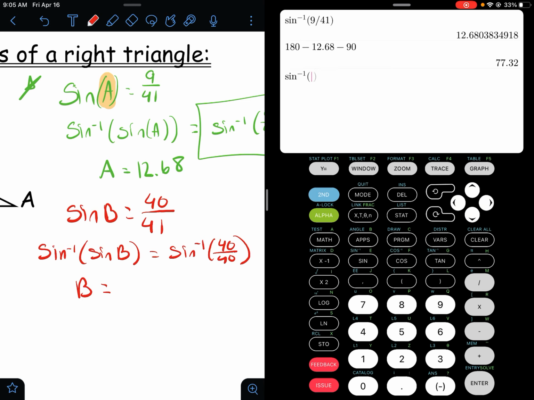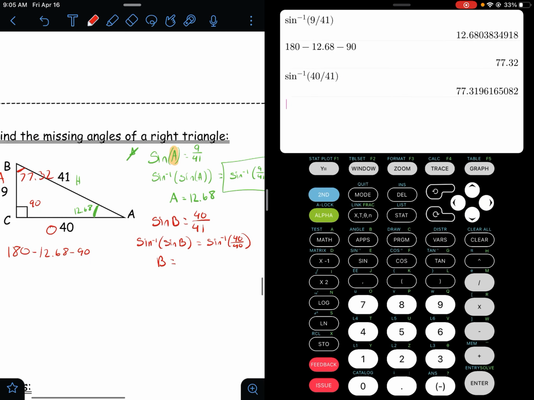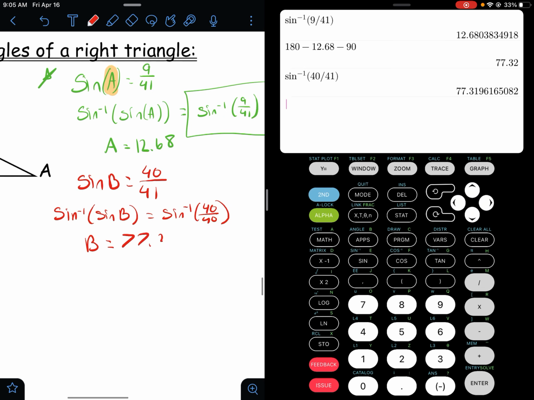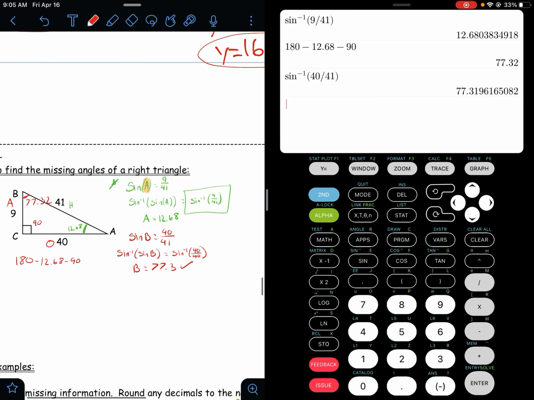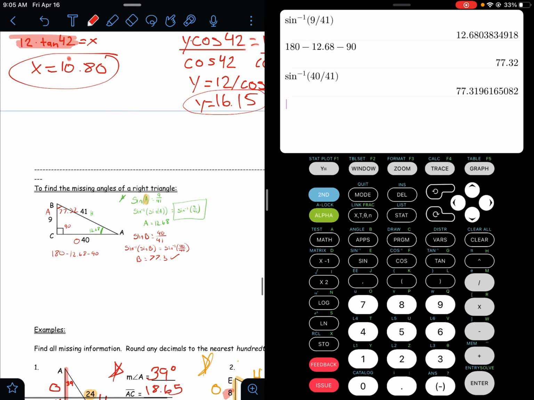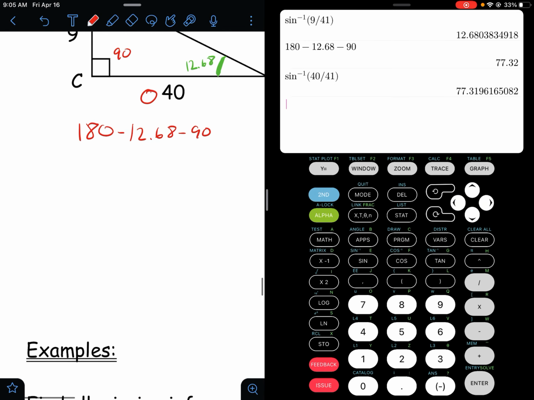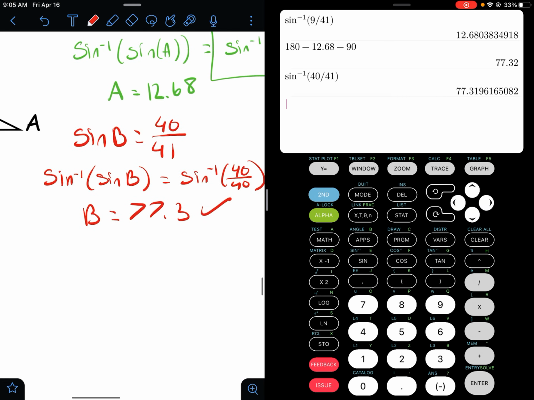Oh, well, I did the wrong thing. Second sine, I did a regular sine. 40 over 41 gives me 77.3. So that's looking pretty good, right? That checks out.